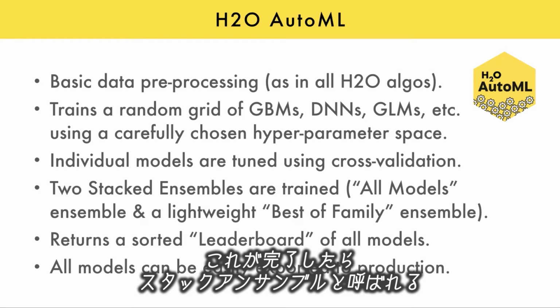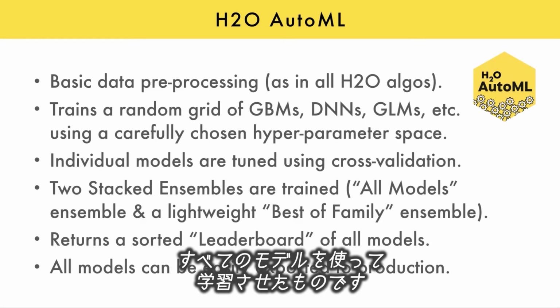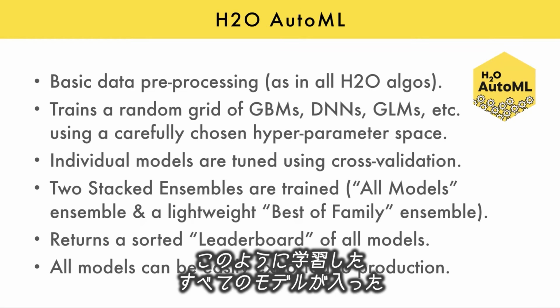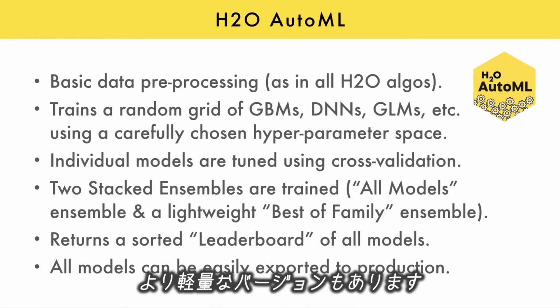Once that's complete, we train two what we call stacked ensembles, which is just a particular type of ensemble. And one we train with all the models in it. So you get this gigantic super model that has everything that you've trained in it. And then we also give you a more lightweight version.